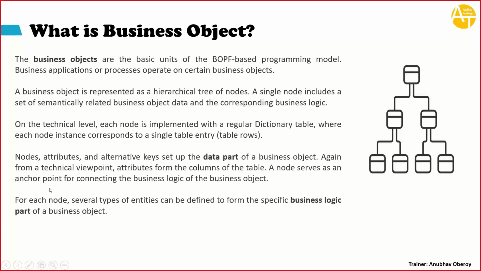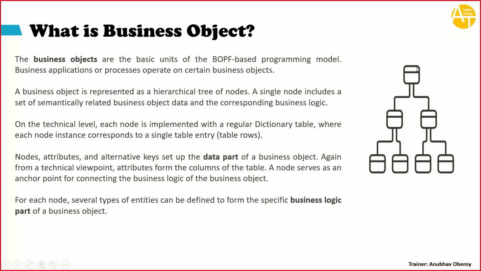A node serves as an anchor point for connecting the business logic of the business object. Let's say I want to save a sales order, but before saving I want to check whether the sales order has at least one item. That can be a checkpoint, a custom logic I can add at this node level. For each node, several types of entities can be defined to form a specific business logic part of the business object.